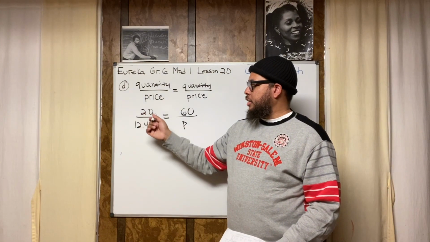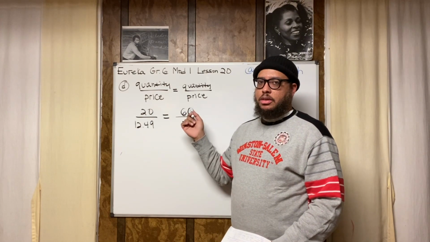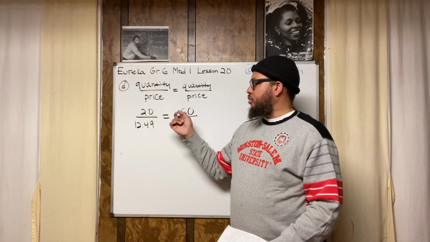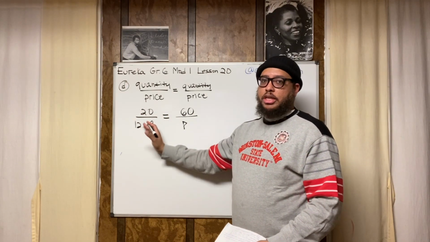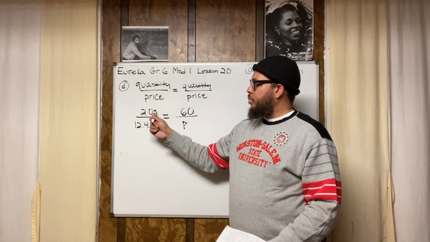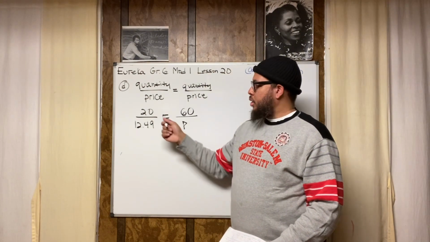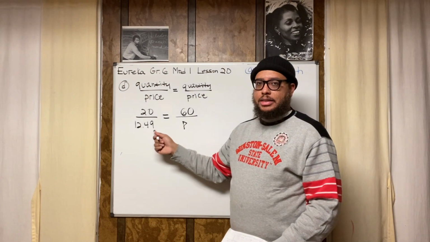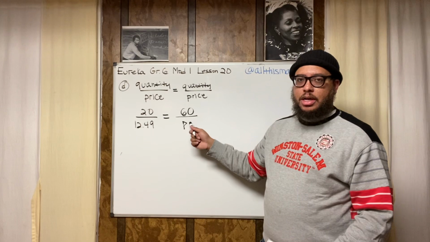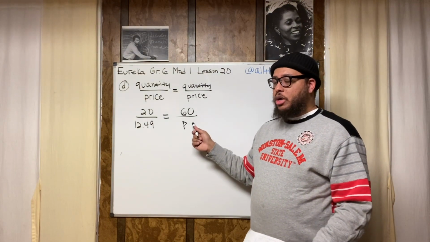Look at the relationship between 20 and 60. 20 is 1/3 of 60, or you can think of it as 20 times 3 equals 60. So in order for these fractions, or ratios, to be equal to each other, they have to have the same relationship between the numerators and the denominators. So if 20 times 3 is equal to 60, then $12.49 times 3 should equal the price of 60 batteries, or 3 packs. That's one way to do it.